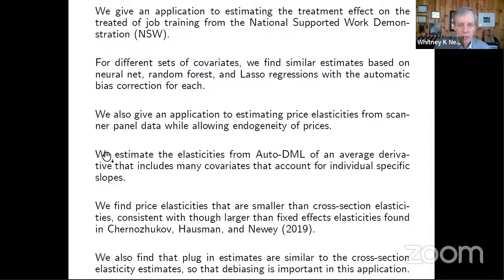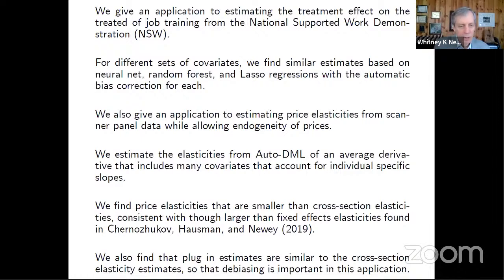We estimate elasticities from the auto debiased machine learner of an average derivative that includes many covariates that account for individual specific slopes. So these are kind of panel corrections for endogeneity of the slope, actually. And then what we find is price elasticities that are smaller than cross-section elasticities, and larger than the fixed effects type estimates we found in other work. And we also find the plug-in estimates are very different.